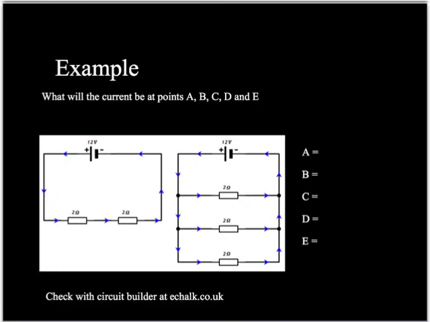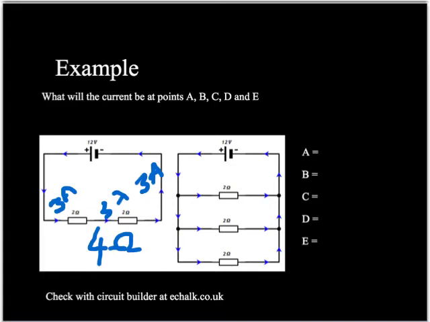Here's an example. What will the current be at points A, B, C, D, and E? Okay, so in the first one there, you don't have to know too much about working out parallel and series resistance yet until the next topic, but the total resistance of this one is 4 ohms, so that means the total current is going to be 12 over 4, which is 3 amps, and it's the same everywhere. Unfortunately, I can't actually see where A, B, C, D, and E are. It hasn't come up in my PowerPoint here. So 3 amps, same everywhere in that one.